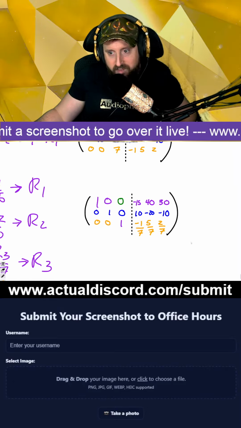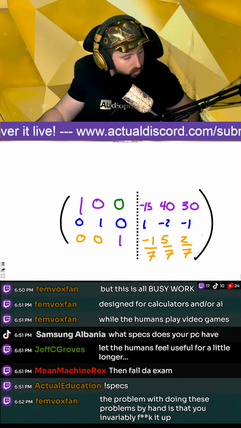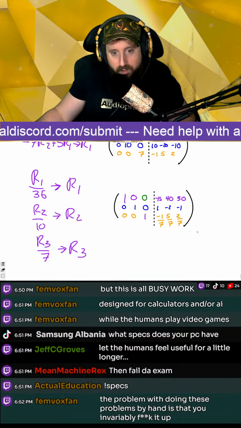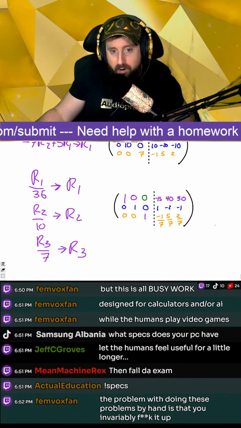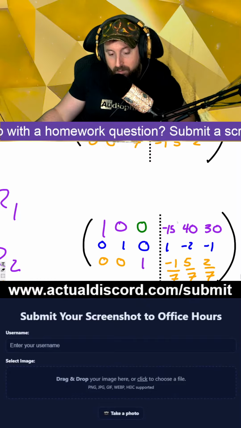The other ones are all over 10. Oh, so that's actually kind of nice, because divide by 10, we just get rid of the zeros. Beautiful. I will definitely mess this one up. And then R1's over 35. Okay, so that's -15 over 35.